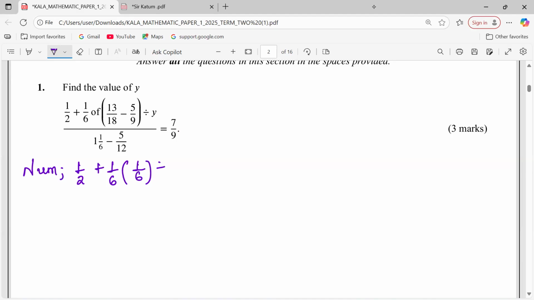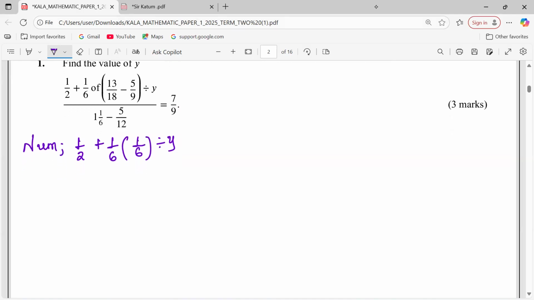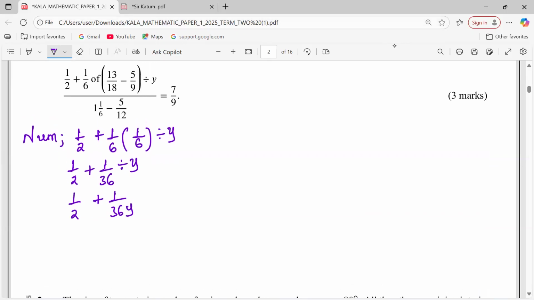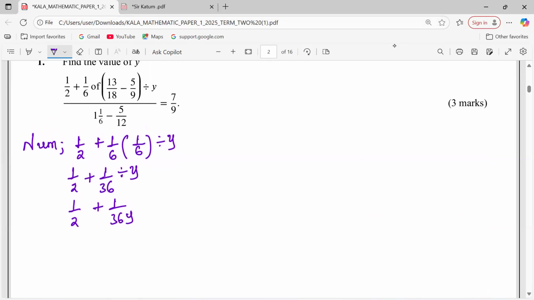Then everything at that point, divide by y. We can deal with the "of" first. Half plus, this becomes 1/36. Then I have to divide it by the value of y. When I divide by y, it's like multiplying by 1/y. So it will be half plus 1/36y. That is the simplest form of the numerator.